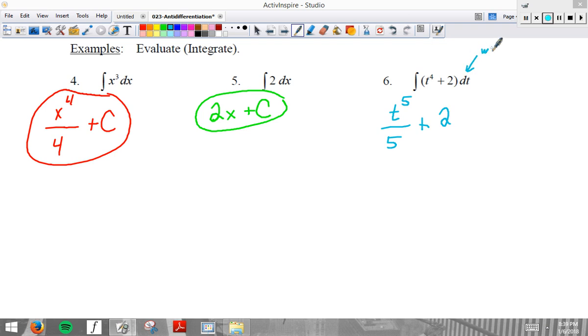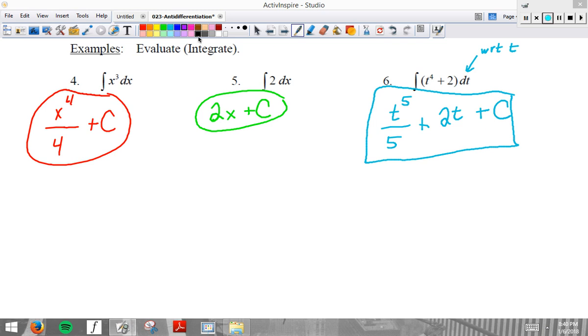That dt means with respect to t. So we differentiate with respect to t, so we're integrating with respect to t. So the integral of 2 is not 2x now, but 2t plus c. Again, check that this is the right antiderivative. 5 comes down, kills the 5, t to the 4th. Derivative of 2t with respect to t would just be 2. Derivative of c would be 0.